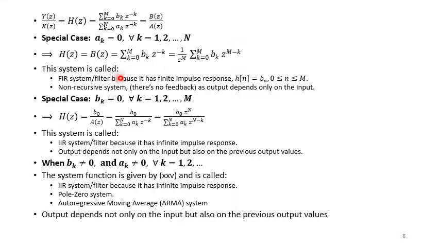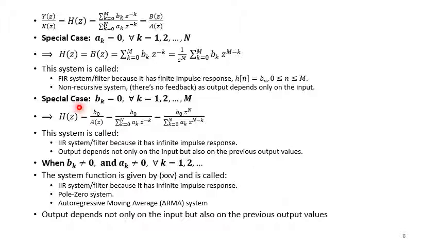Now this system is called the FIR system, or the finite impulse response system, or filter, because it has finite impulse response, that is h(n) equals b(n) for the range 0 up to M. And this is a non-recursive system, there is no feedback, so the output depends only on the input.